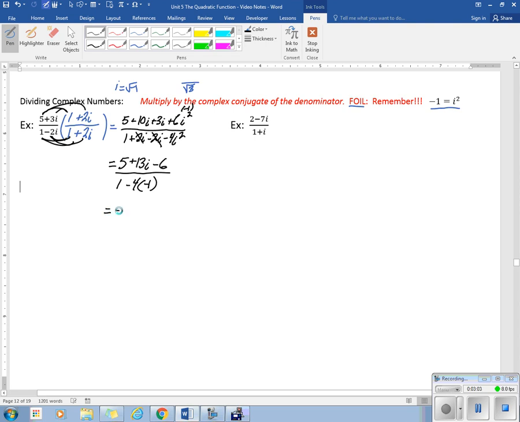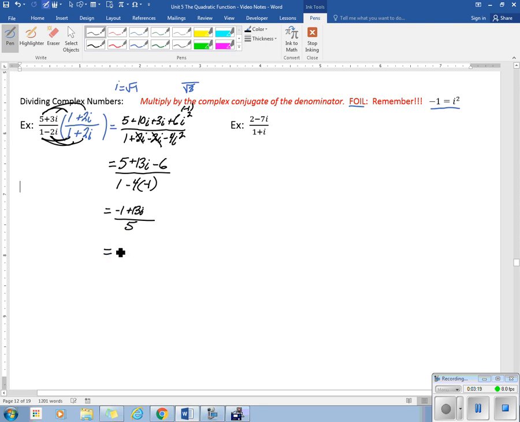5 minus 6 is -1. Those are both just constant terms. We can combine those. And then plus the 13i, that's on top. i's are perfectly fine in the numerator. We just can't have them in the denominator. And the bottom here, now we have 1 minus -4, so it's really going to turn into 1 plus 4, which gives me 5. Okay.